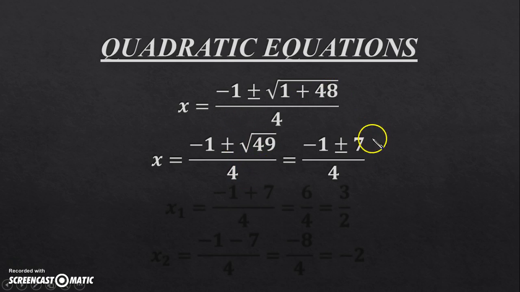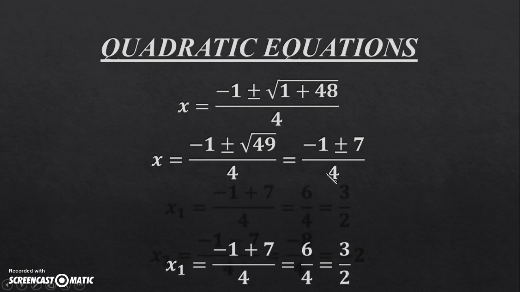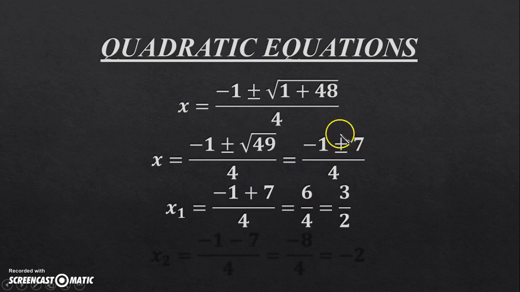Square root of 49 is just 7. So negative 1 plus or minus 7 over 4. Now we can go two ways with this. The first one is to let this be positive right here. So x sub 1 equals negative 1 plus 7 over 4. You add these together, you get 6 over 4, which is the same as 3 over 2. So x sub 1 is just 3 over 2.